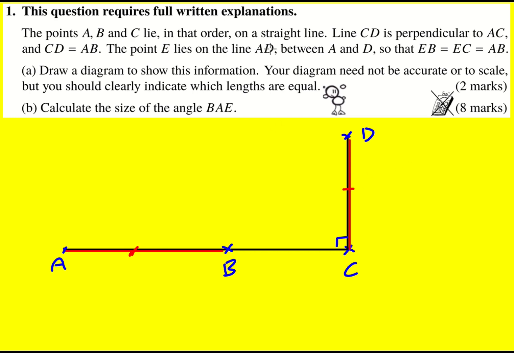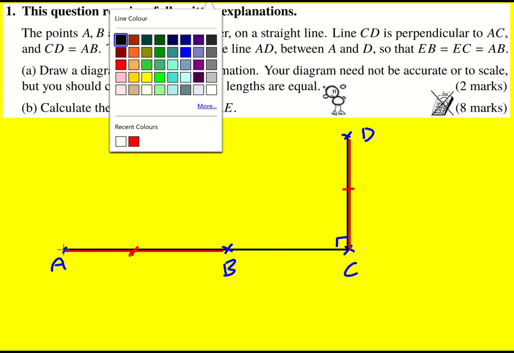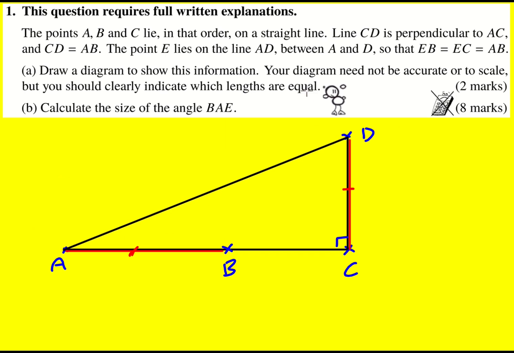Then the point E lies on the line AD. So let me draw that in. Between A and D, so that EB is equal to EC and AB. Okay, so maybe it's like there. Like I said, it's not perfectly to scale, but that's okay. So you can see it doesn't quite work, but actually that is also the same as that. All the four red lines are exactly the same length.